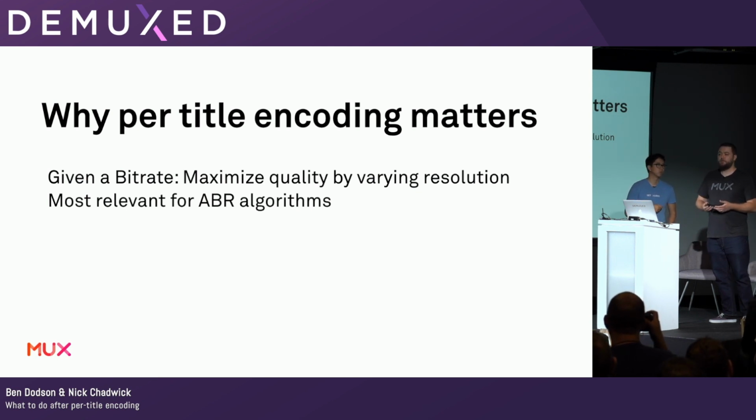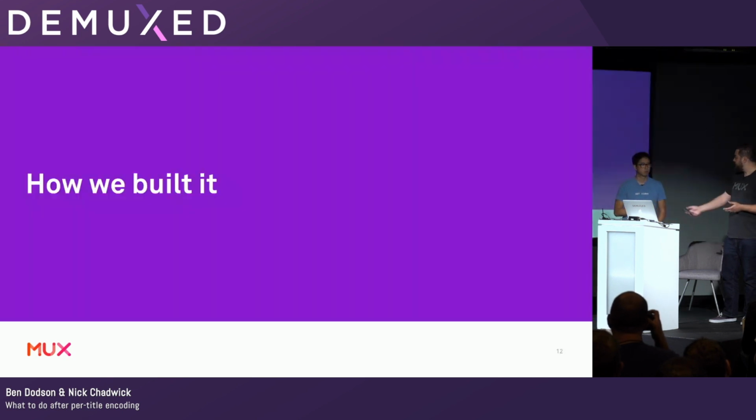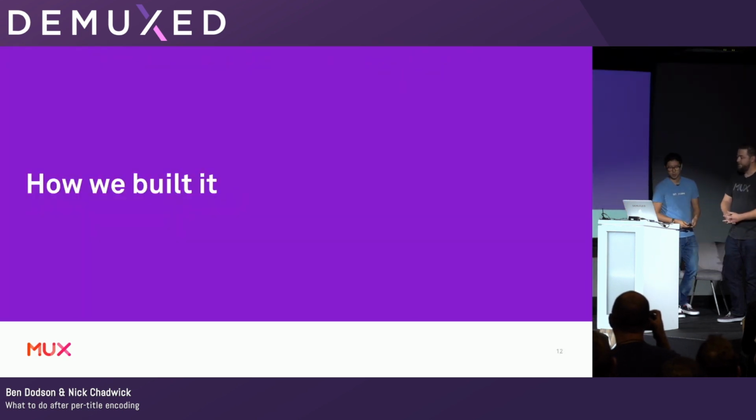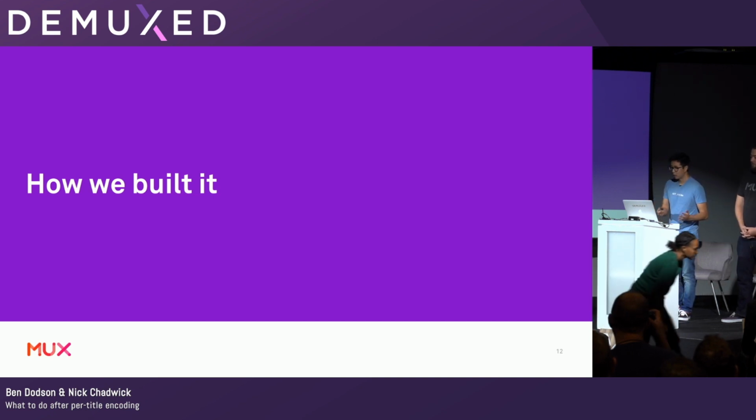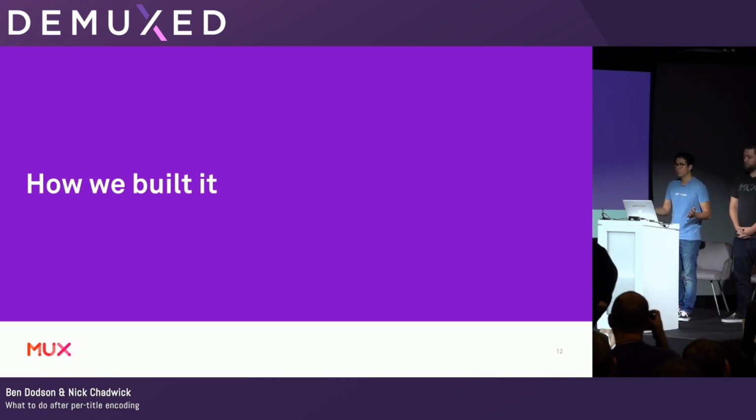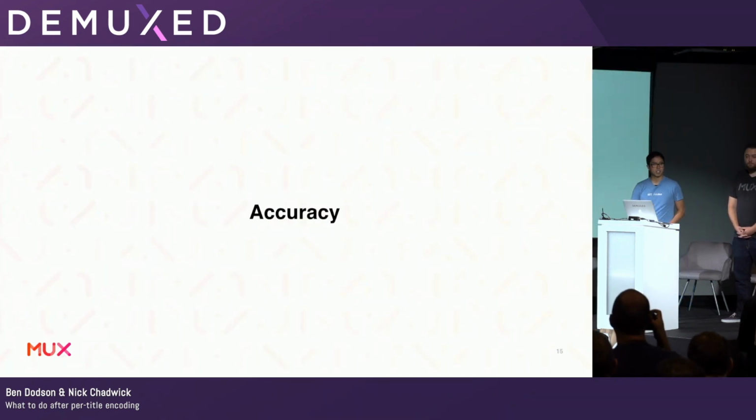And we built a really cool solution to actually deliver this out to our users. To explain that, I'm going to pass you to my colleague, Ben. All right, so how did we build our per title solution? Or rather, how does anyone build a per title solution? Because if you do, you're going to run into three main obstacles: the cost, the speed, and the accuracy.